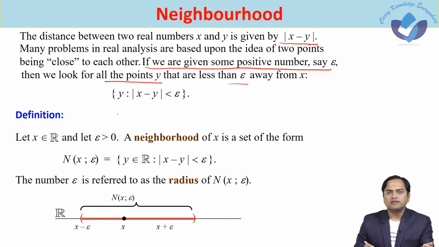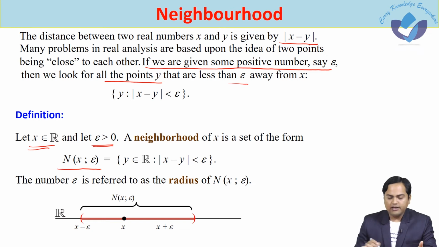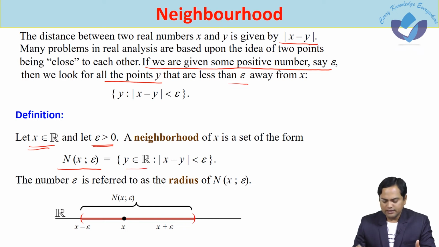Now let us understand what we mean by neighborhood. Let x belong to the set of real numbers and let epsilon greater than 0 be a small positive number. Then the neighborhood of x is a set represented by N(x, epsilon), where the distance which we are considering is epsilon. So N(x, epsilon) is equal to the set of all y belonging to the set of real numbers such that mod of x minus y is less than epsilon.